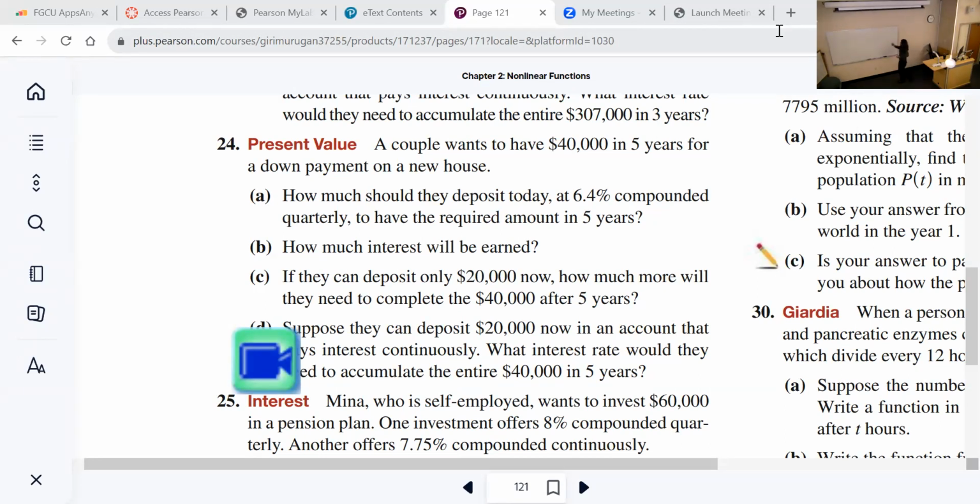Okay, what we need, $40,000 for a down payment, and the time period that you have is 5 years. So somehow you've got to get that amount without robbing a bank. So how much should you deposit today? If in 5 years you get that $40,000, say in a bank, with some interest.